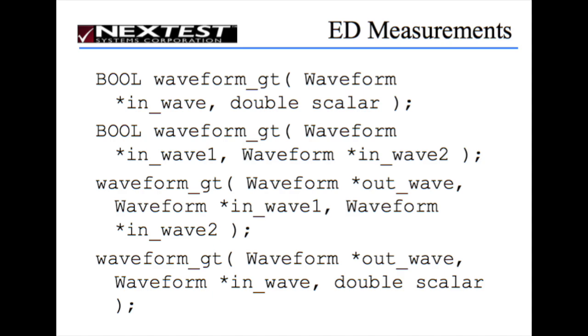Then waveform greater than, waveform out wave, waveform in wave 1, waveform in wave 2. So you can get a waveform that shows you where it was greater. So you get a waveform that shows it as a waveform. And then waveform greater than, waveform out wave, waveform in wave, and double scalar. So you compare it against a scalar, so there's a lot of ways to go here. You can mix and match all these things. All these things I've shown you, you can use them together to do some pretty interesting things.